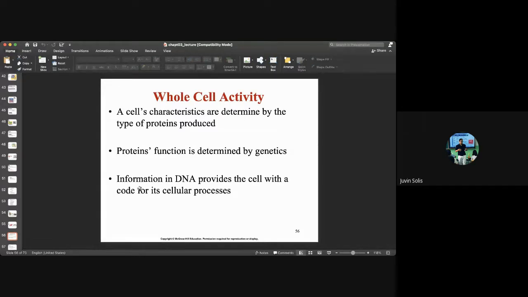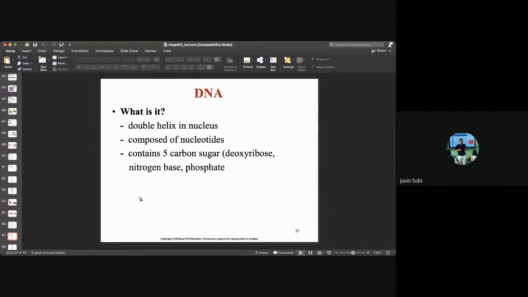What is happening there is the cell's characteristics are determined by the type of proteins produced, and protein function is determined by our genetics. And the information in DNA provides the cell with a code for its cellular processes. Most likely, you already encountered most of this, especially if your strand is STEM. You actually learned these things already, and we all know our DNA.